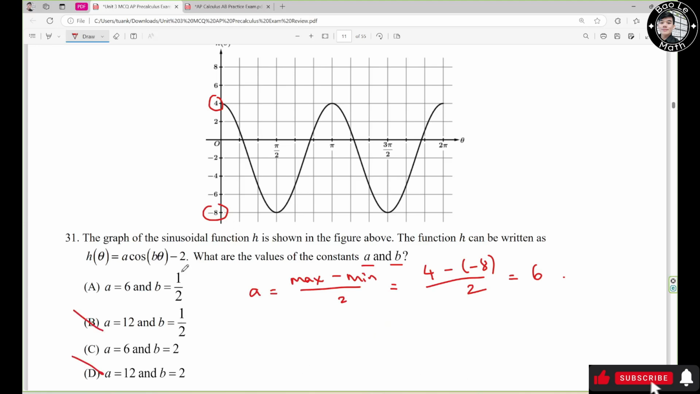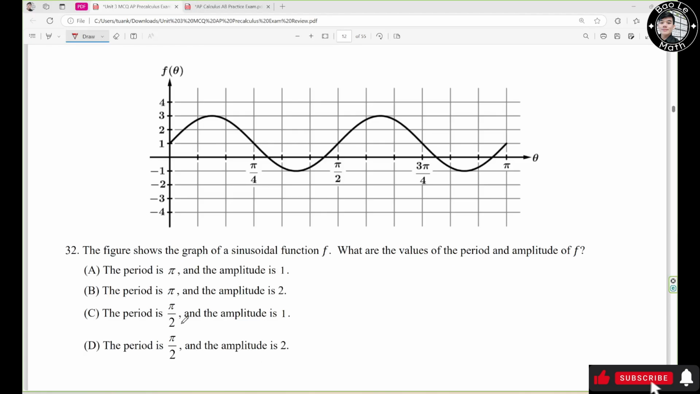Now you need to solve for B. So you need to find the period first, right? Because B equals 2 pi divided by period, right? Now the period is the distance from here to here, right? So it could be pi, right? So 2 pi divided by pi, it could be 2. So the answer must be C.